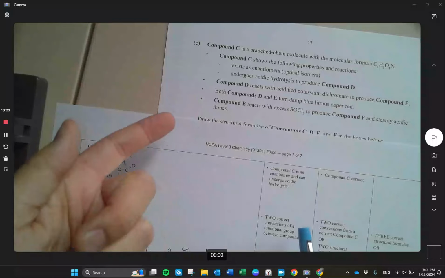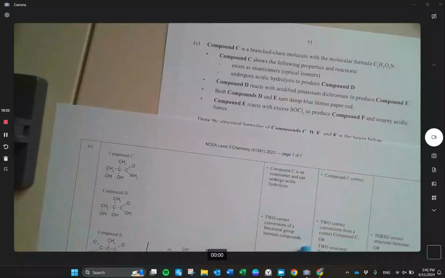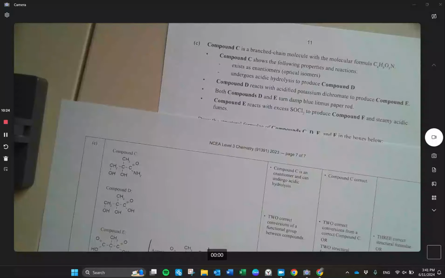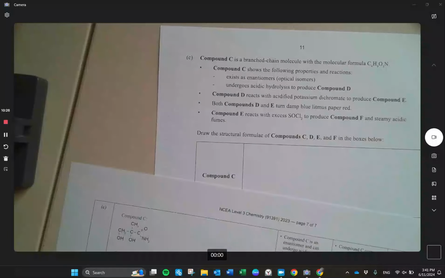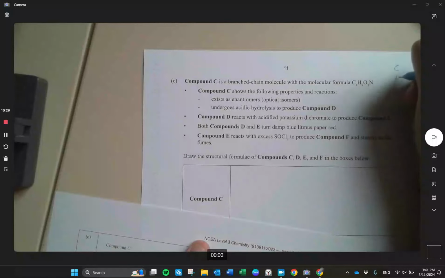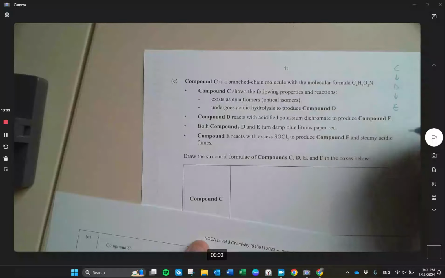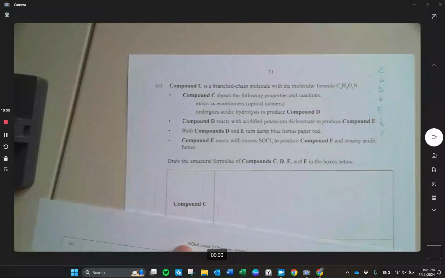Because you're saying, if I have compound C makes D, compound D makes E, and compound E produces F. So if you can't figure out what E is, you're never going to figure out what F is. And that's the challenge with this question.